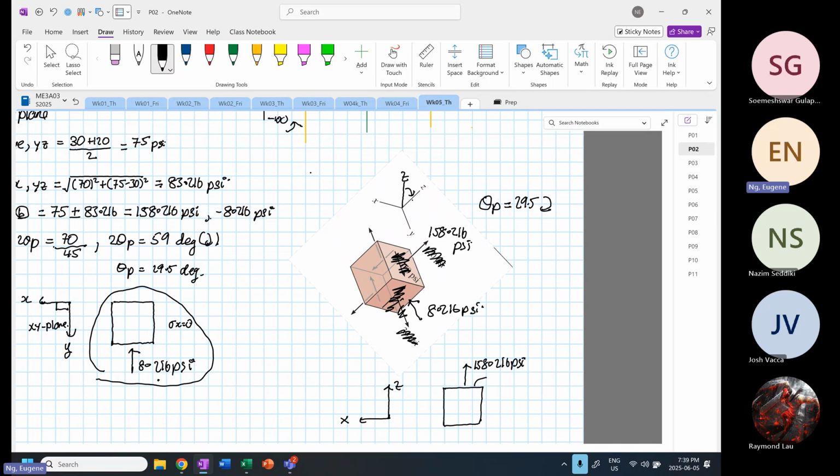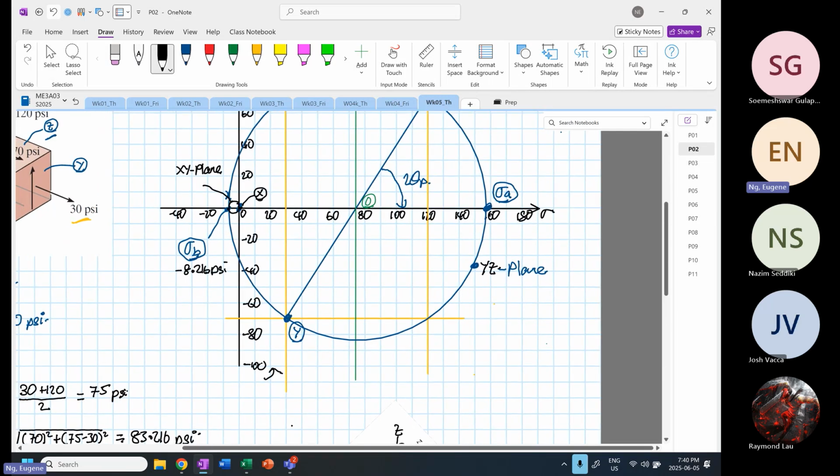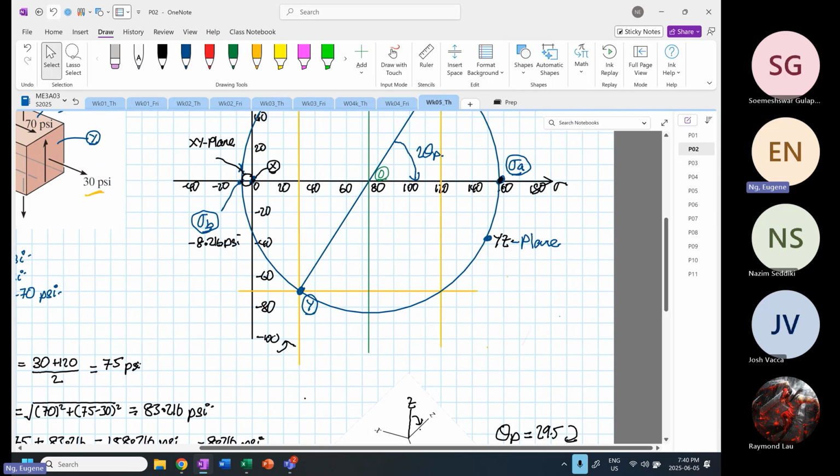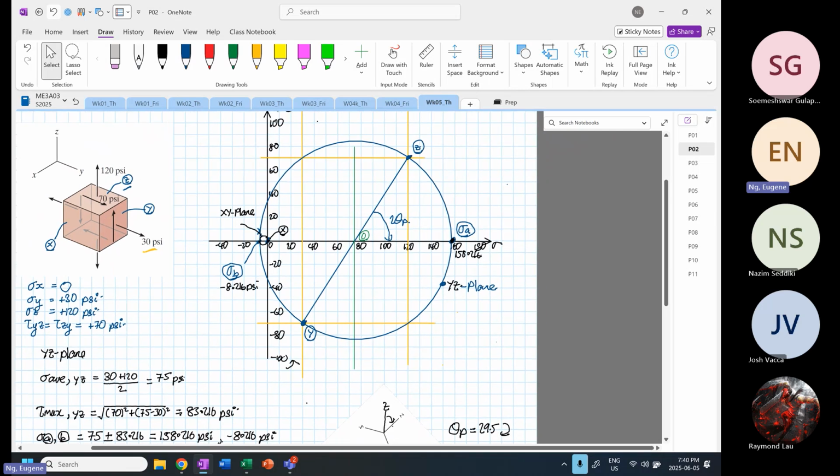Okay, so this is your principal stress. And then X is equal to 0. So X is equal to 0 over here. And then over here, this will be your 158.216, right? So now we can draw another smaller circle.